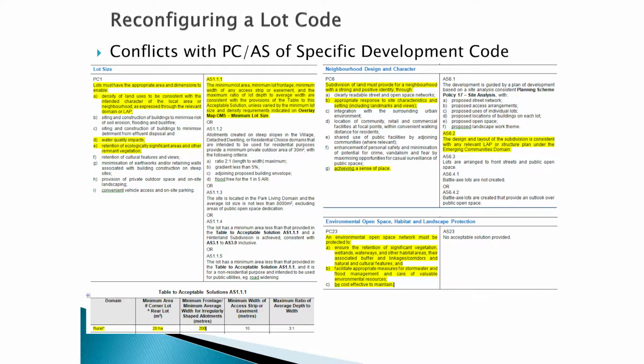We've got water quality impacts, retention of ecologically significant areas and remnant vegetation. So we believe we have a conflict there. Neighbourhood design and character, the PC6: subdivision of land must provide for a neighbourhood with a strong and positive identity, appropriate response to site characteristics and urban setting. Just remember, this is not the park living domain. It's in the Gilston Structure Plan, which has a rural precinct, not even a park living domain. These lots would possibly not even be large enough for park living purposes.